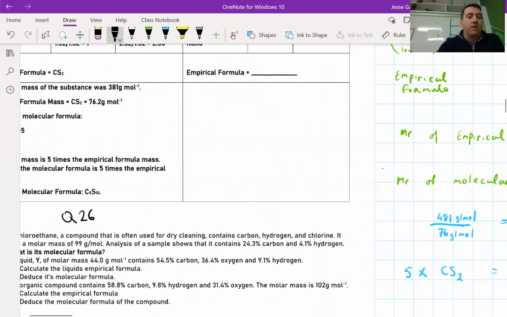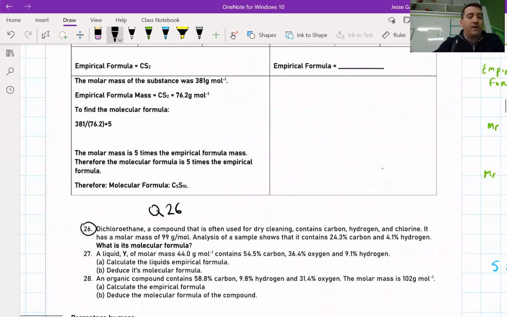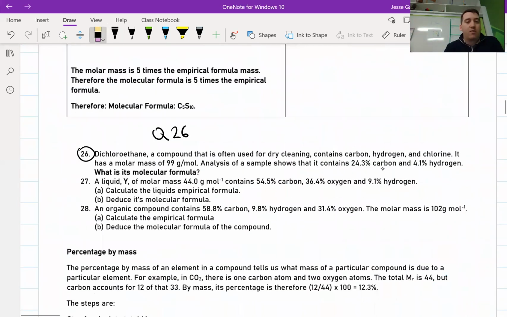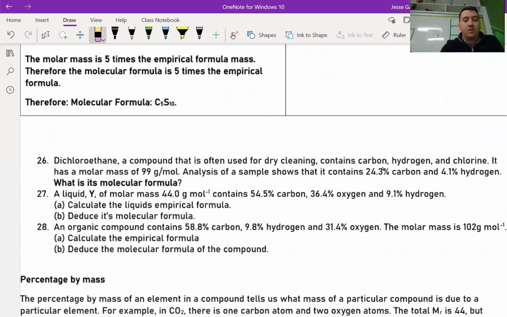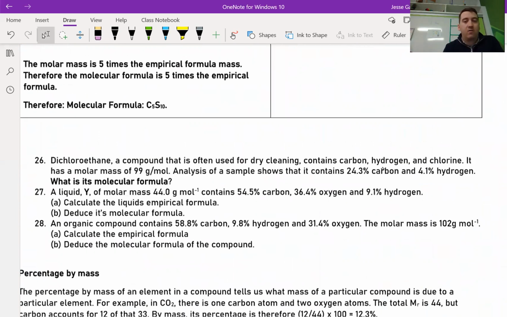Okay, so for your own practice here, you should take questions 26, 27, and 28 and work out what it asks you to do there. And we will go through them the next day in class. So I'm just going to zoom out, get you to pause the video and work away on them. And I'll see you in the next lesson.